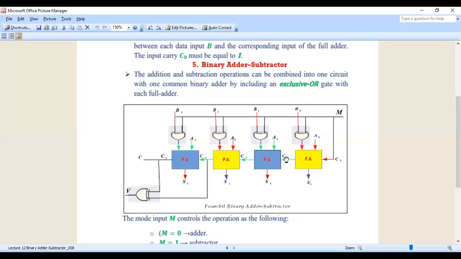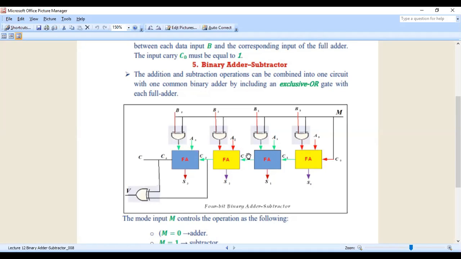So now what is the C1 value here? 0. And A1 value 1. And B1 value is already 1. Here 1. So 1 exclusive 1 is 0. So 0, 1, 0. Carry value 0. If we do the addition, what happens? Sum 1, carry 0.